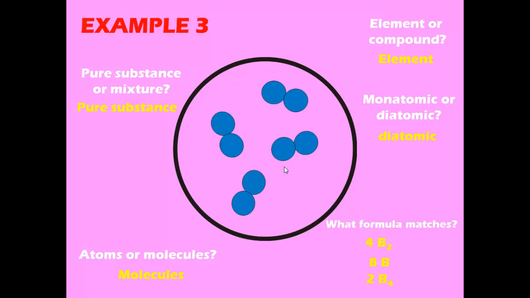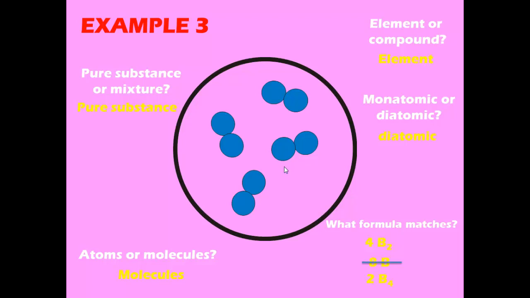Final question, which formula matches the sample best? The one that stands out very quickly to me as being wrong is the middle one, 8B. That means 8 blue atoms, all separated, suggesting it's just a whole bunch of atoms that are not bonded together or not touching at all. I'm definitely going to rule out that option.